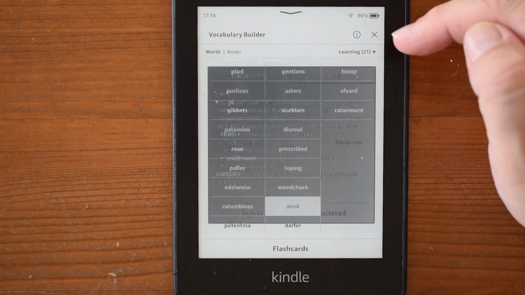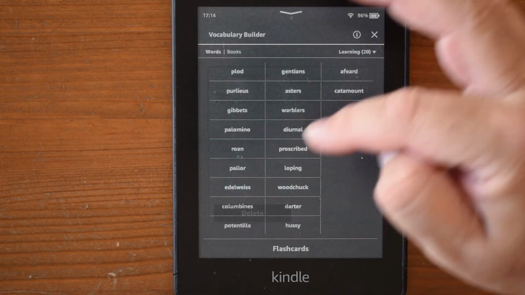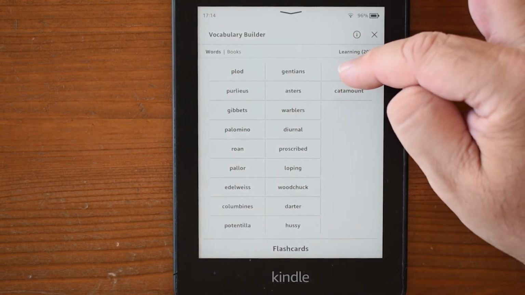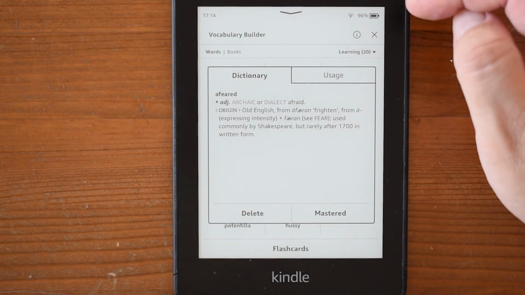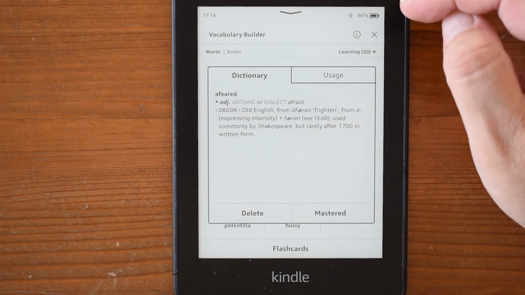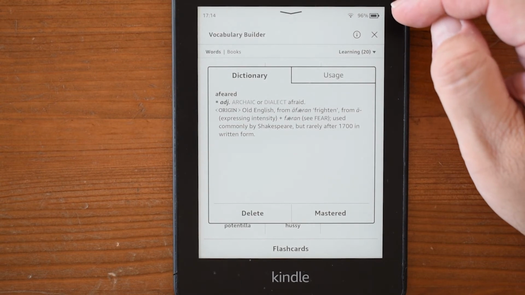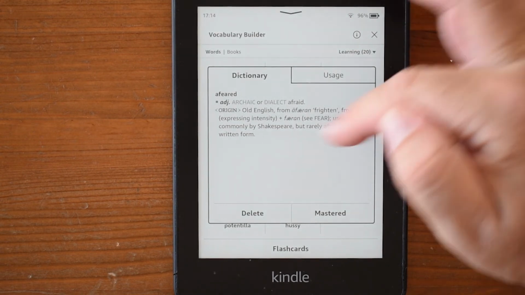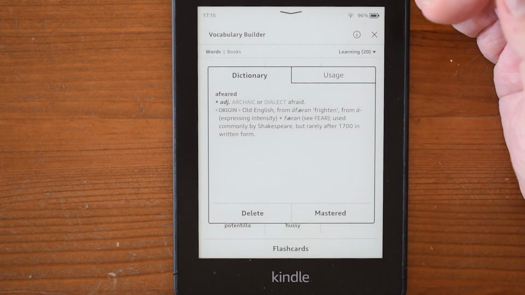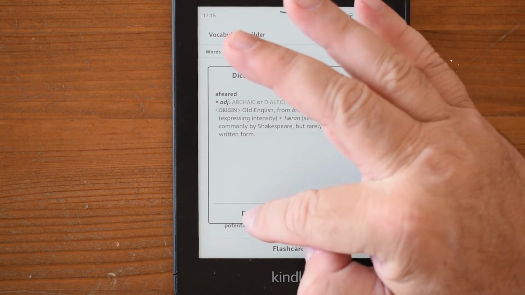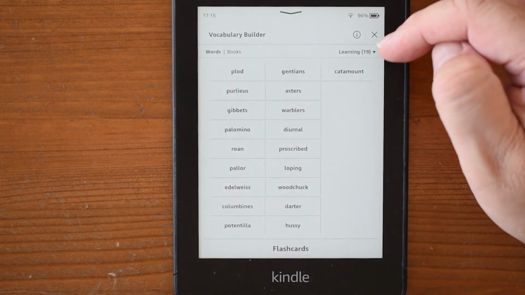Mink, I would probably delete because I kind of knew this, so I don't really want it here. Afeard, again, it was very easy to guess what it meant, and it's an archaic word, so I probably don't want to spend much time on this. Used commonly by Shakespeare, but rarely after 1700 in written form, so I'll just delete it from here.